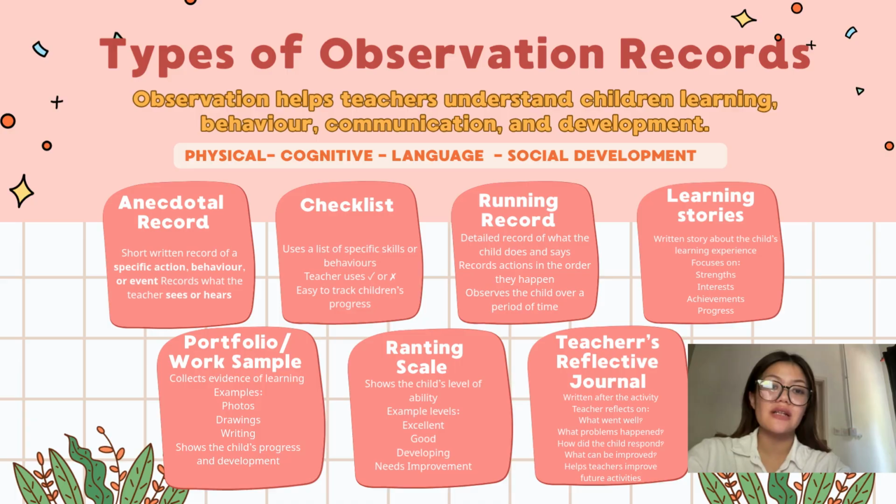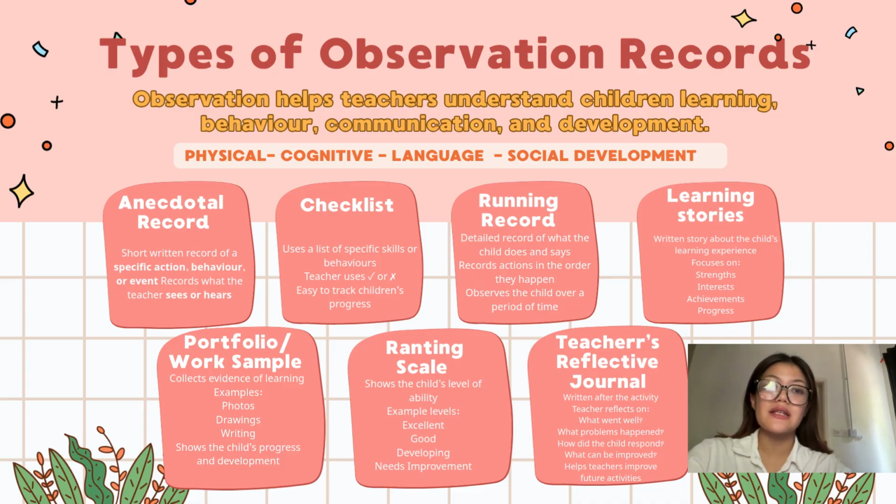Next we have the checklist observation record. A checklist uses a list of specific skills or behaviors that the teacher wants to observe. The teacher can use a tick when the child demonstrates a skill or a cross when the child does not demonstrate it. This method makes it easier for the teacher to track the child's progress.